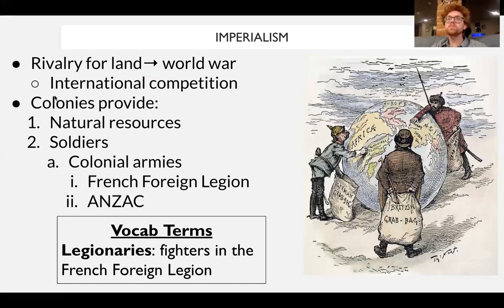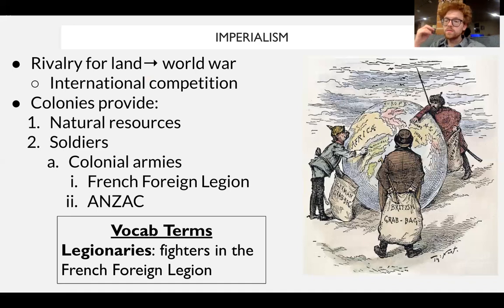But colonies are also important for the war effort, because colonies provide natural resources. They provide oil, they provide iron, and you need those things to make a war happen. But another thing that colonies provide, as we'll see, are soldiers. So a lot of the Allies' militaries will be comprised of colonial soldiers. For instance, with the French Foreign Legion, a lot of its soldiers are going to come from West Africa.